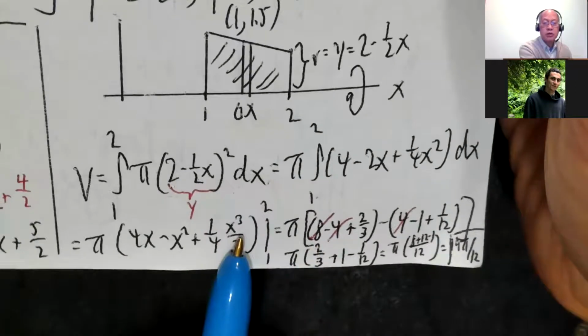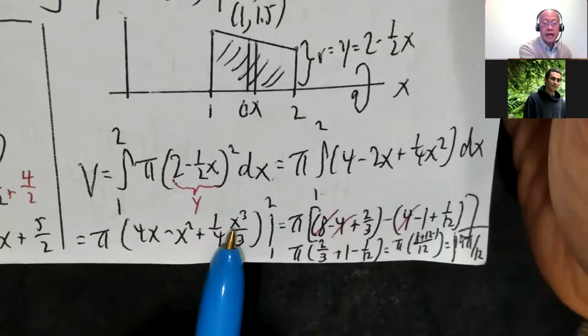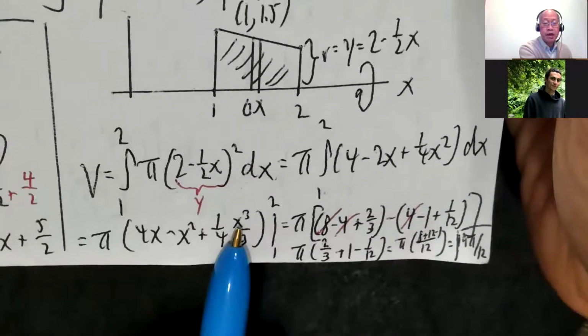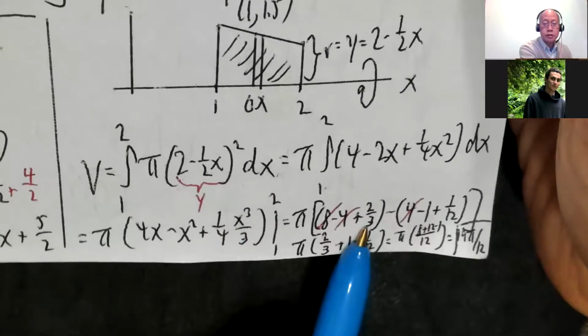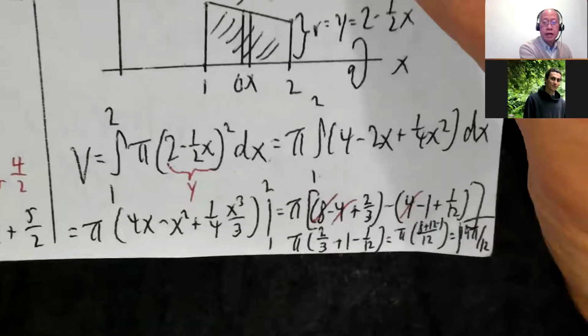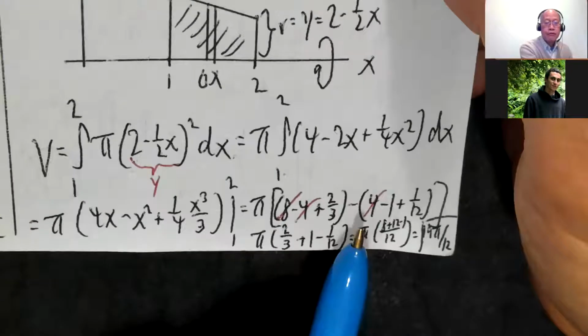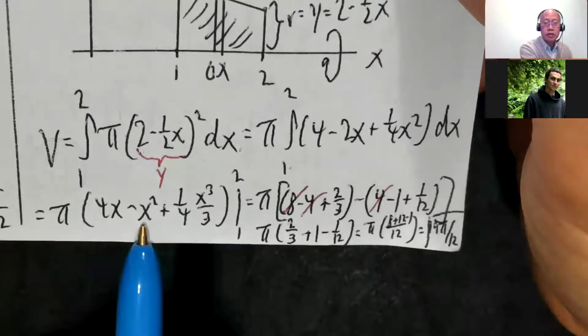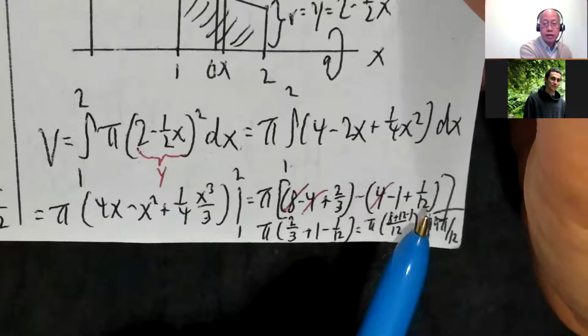See, plug in 2. 2 cubed is 8, right? And 8 divided by 4 is 2, so 2/3. See if I can finish class before I get bumped out. Okay, plug in 1. 4 minus 1 plus 1, 12. Okay, the rest is arithmetic.